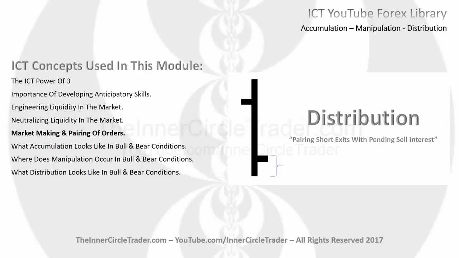And finally, at the end of the day, the distribution cycle is seen where smart money pairs its short exits or covering with pending sell interest. In other words, smart money is going to be short, and to get out of their short positions, they have to buy it back, and they will be targeting some old low. What would be resting below an old low? Sell stops. Those sell stops, once they're triggered, they become market orders to sell at the marketplace, which floods the market with sellers. And the best time to cover a short is when there's a flood of sellers in the marketplace willing to sell at a low price. And this would be the distribution cycle of the daily range.